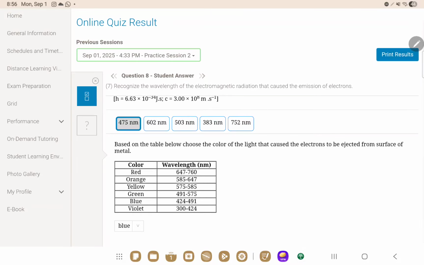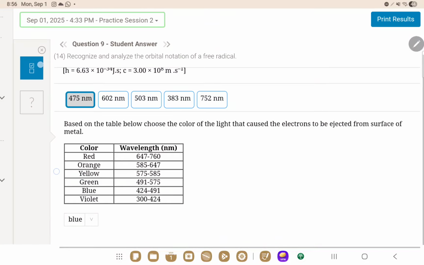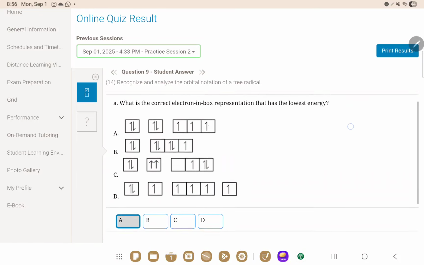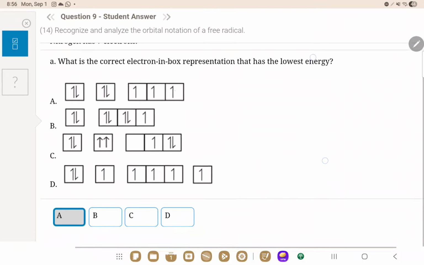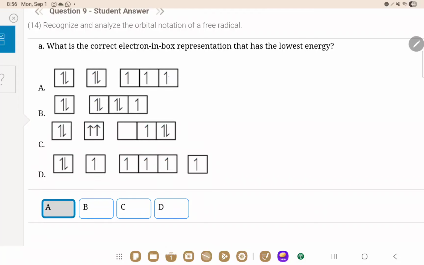Now let's move on to the next question. Okay, here we have the box, or the electron in the box configuration. Now here they're asking for the one that has the lowest energy.